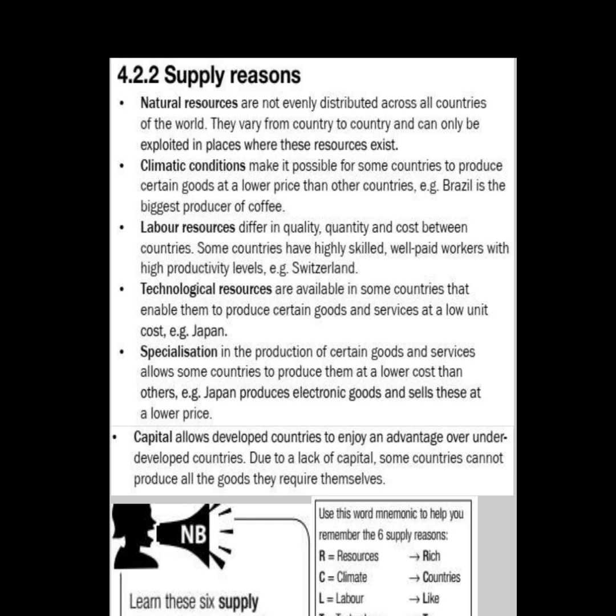Specialization in the production of certain goods and services allows some countries to produce them at a lower cost than others. Japan produces electrical goods and sells this at a lower price. So Japan specializes in selling electrical goods, everything that has to do with electrical, because they have the people who have the necessary skills. It goes back to labor resources, people who are highly skilled for building things, for making things, and they have the technological resources, and then they specialize. If somebody specializes in something, that means they're very good at it. They can do it with their eyes closed.